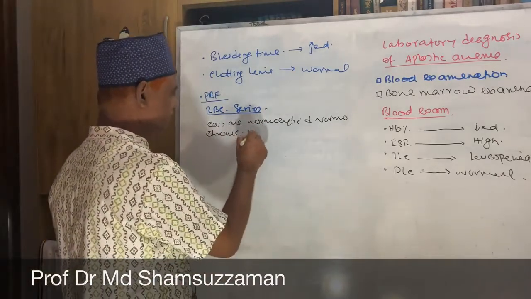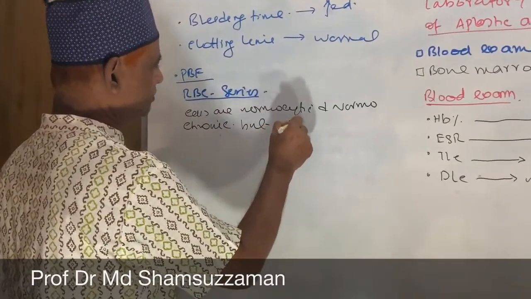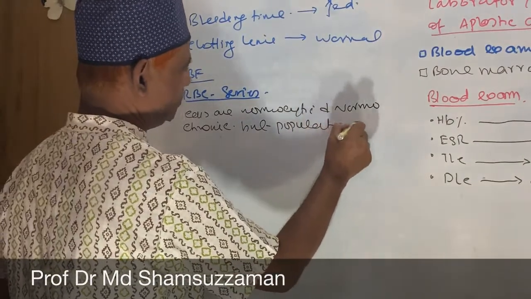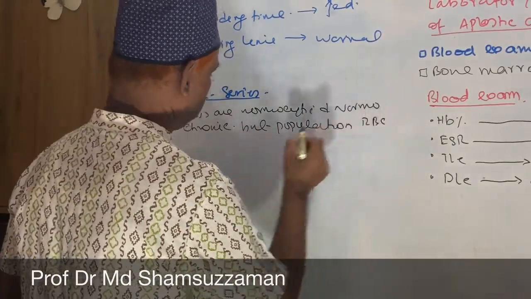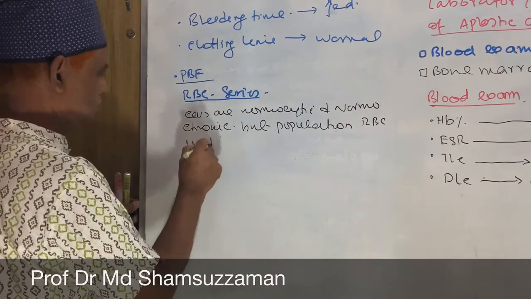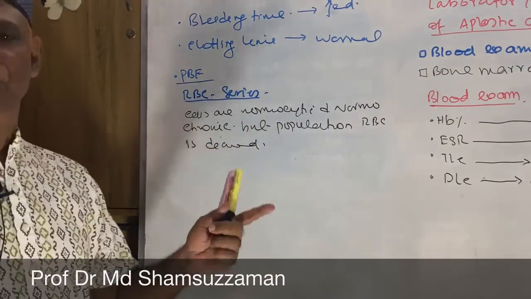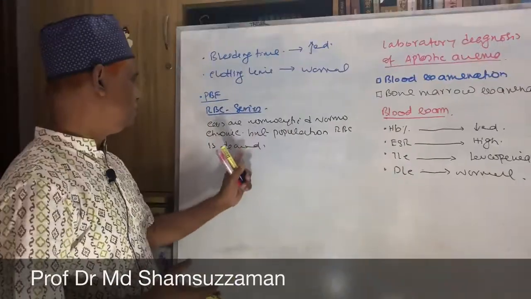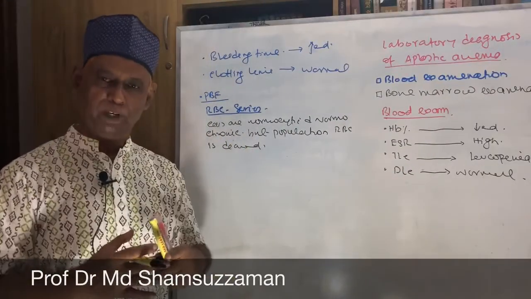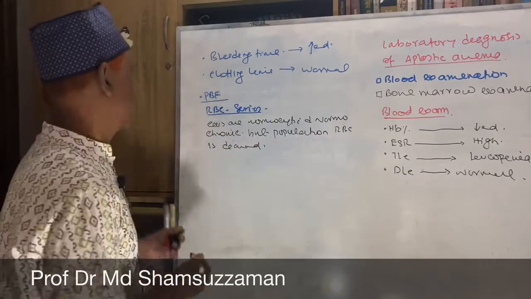But the population of RBC is decreased. So the population of RBC in the peripheral blood film is seen decreased.